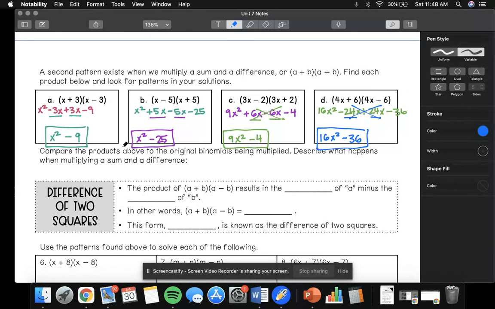Okay. Compare the products above to the original binomials when being multiplied. Describe what happens when multiplying a sum and a difference. Okay. Well, I definitely noticed that when we multiply a sum times the same thing as a subtraction problem, the middle terms cancel out. So we would have no x term.